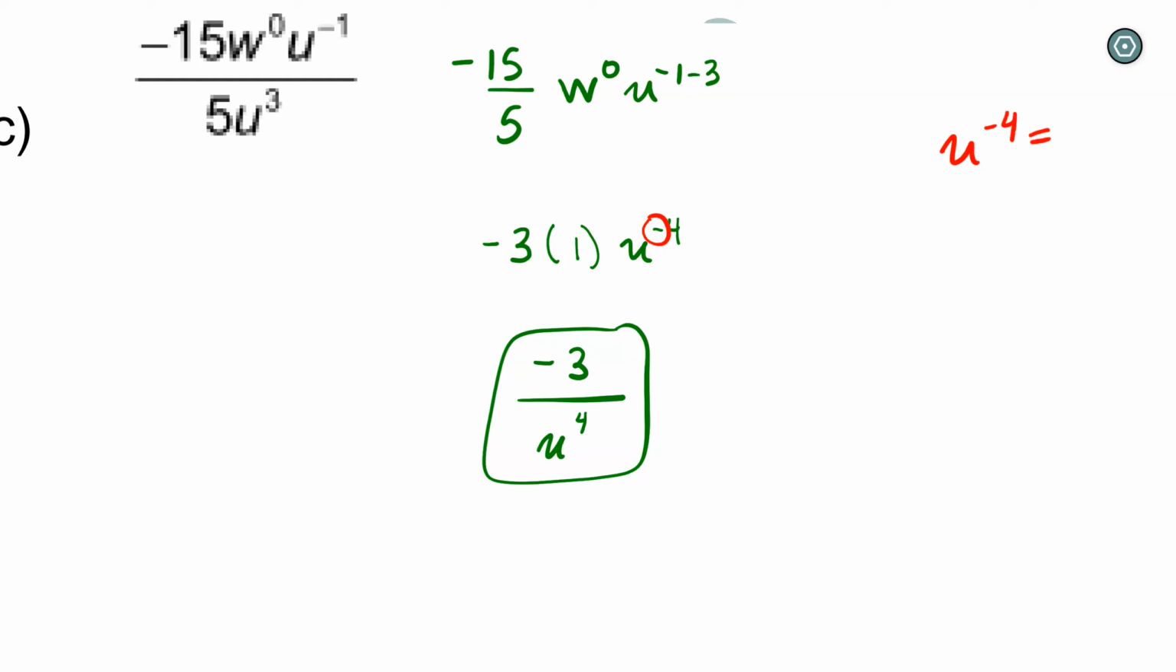U to the negative 4 is the same thing as saying 1 over u to the 4. It's the exact same thing. You just take away the negative by putting it on the other side of the fraction.